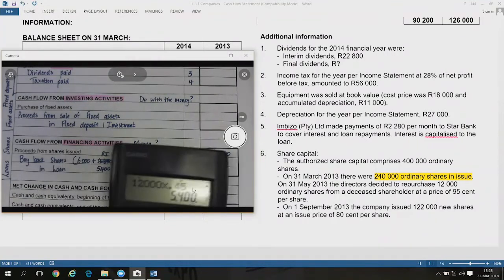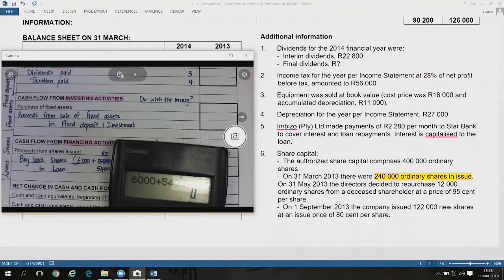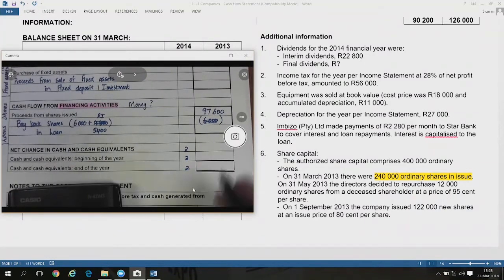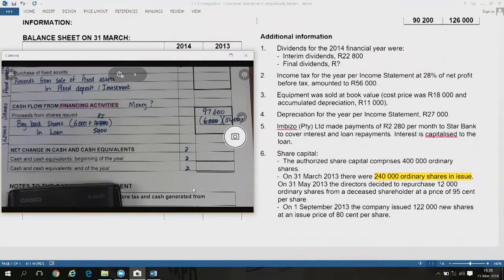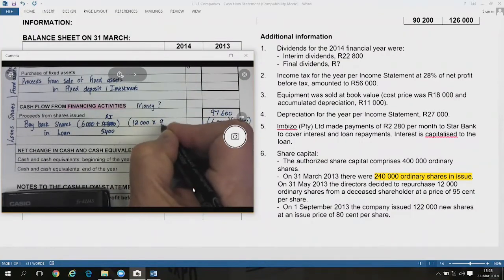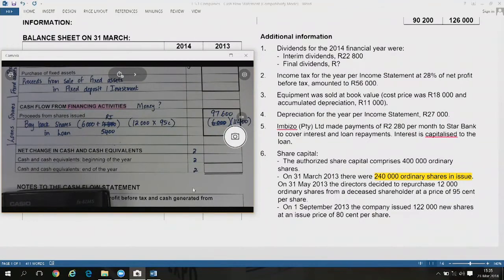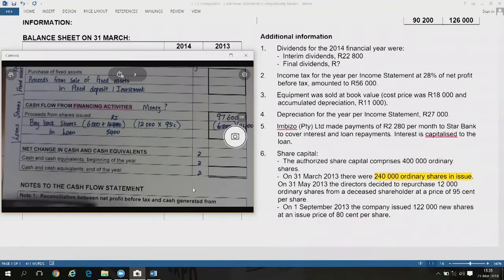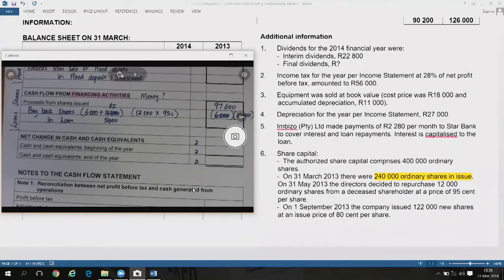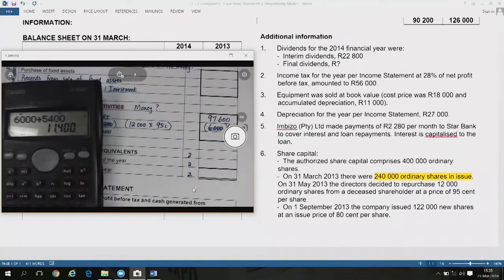So that gives you 6,000 plus 5,400. That gives you 11,400 rand. Remember, you can add the two amounts together. That gives you 11,400 rand. Or you can just straight say it was 12,000 shares times 95 cents. You can do it straight. Because remember, in the two notes we must split it. But in the cash flow statement, it's only about money. So you can say 12,000 times 95 cents. That gives you 11,400. And there's your 11,400 rand.